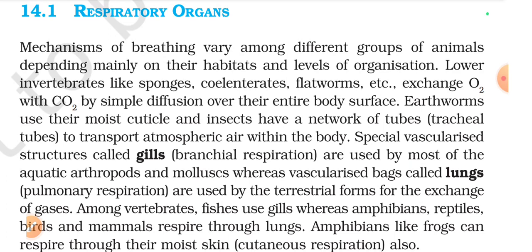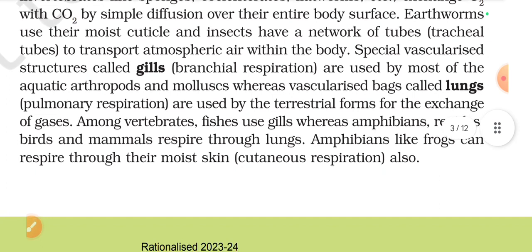Special vascularized structures called gills, branchial respiration, are used by most of the aquatic arthropods and mollusks, whereas vascularized bags called lungs, pulmonary respiration, are used by the terrestrial forms for the exchange of gases. Among vertebrates, fishes use gills, whereas amphibians, reptiles, birds, and mammals respire through lungs. Amphibians, like frogs, can respire through their moist skin, cutaneous respiration.